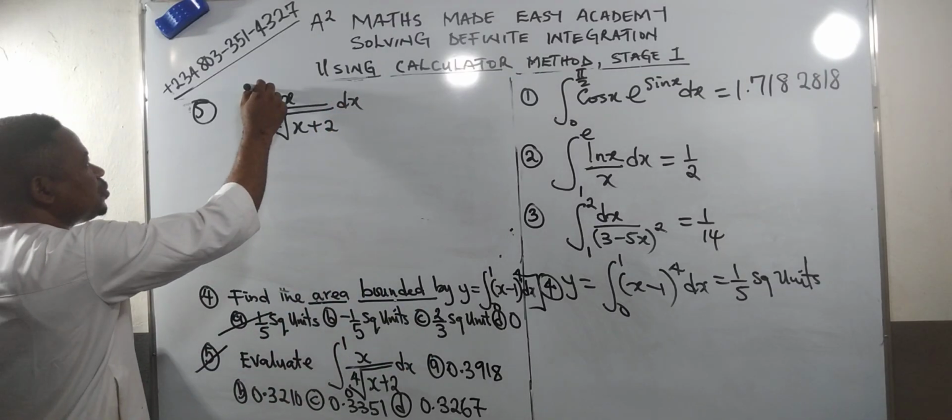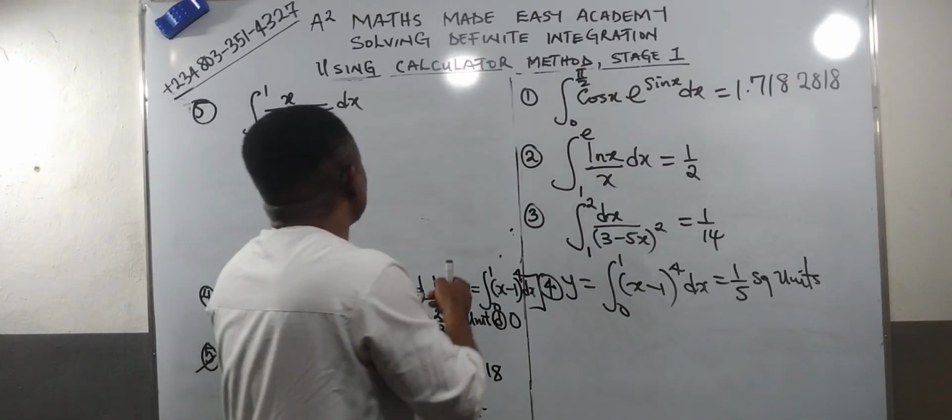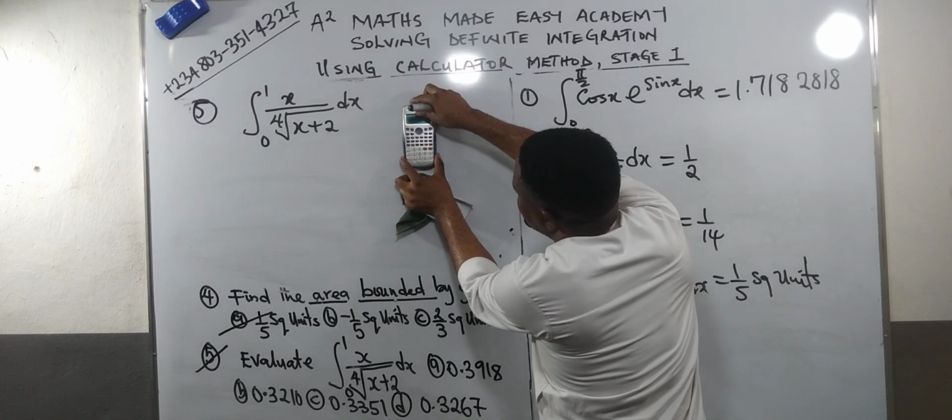What is the upper limit? 1. And what is the lower limit? 0. Can we now still use the calculator method? Oh yeah, watch everyone. Now, what you will do now, consider this as AC.